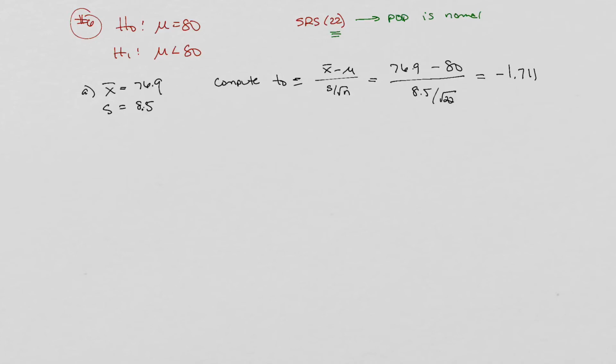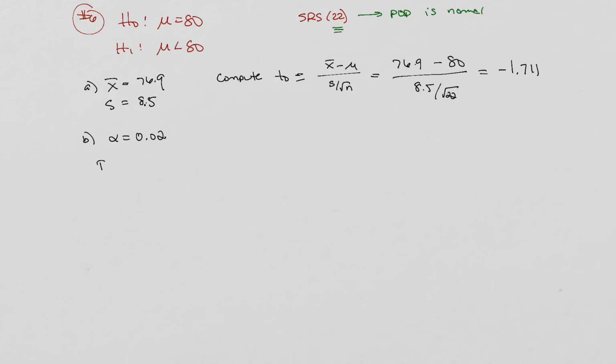Part B says we are going to test this at the alpha equals 0.02 level. If you remember, to either reject the null hypothesis or not, we're going to try to estimate the p-value. If that p-value is less than alpha, we reject H naught. If that p-value is greater than or equal to alpha, we do not reject. Unfortunately, the way the tables are set up, we can't get that exactly, but we'll see what we can do here.